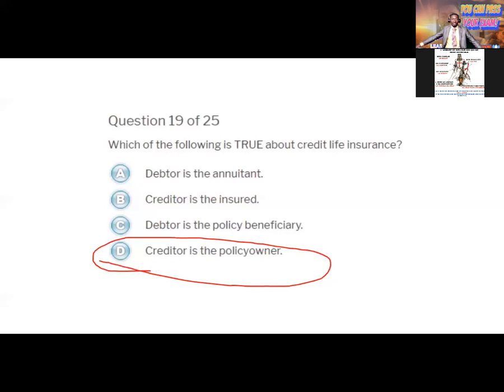How do they pay for the policy? While they're making the debt payment, they include it in your payment and your debt. If you have a car payment, when you make that car payment, it's part of it. If you have a mortgage, it's included in your mortgage. That's called creditor life insurance.